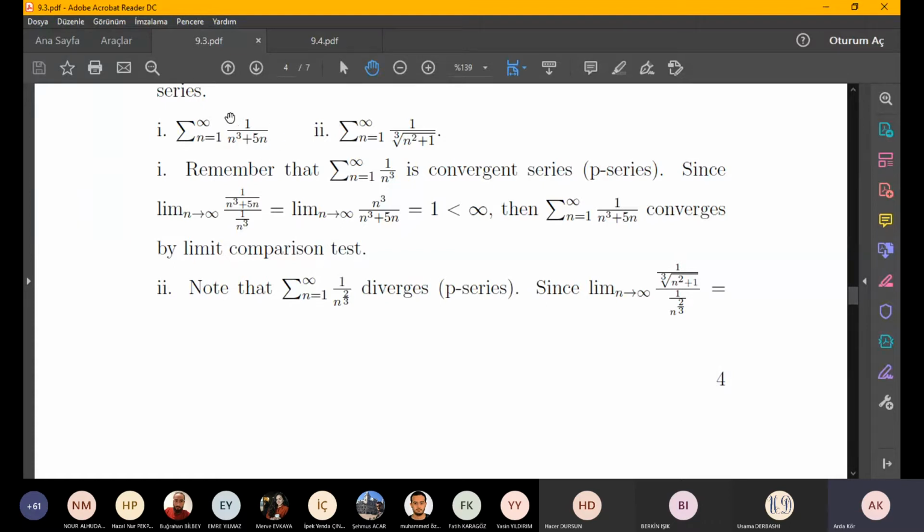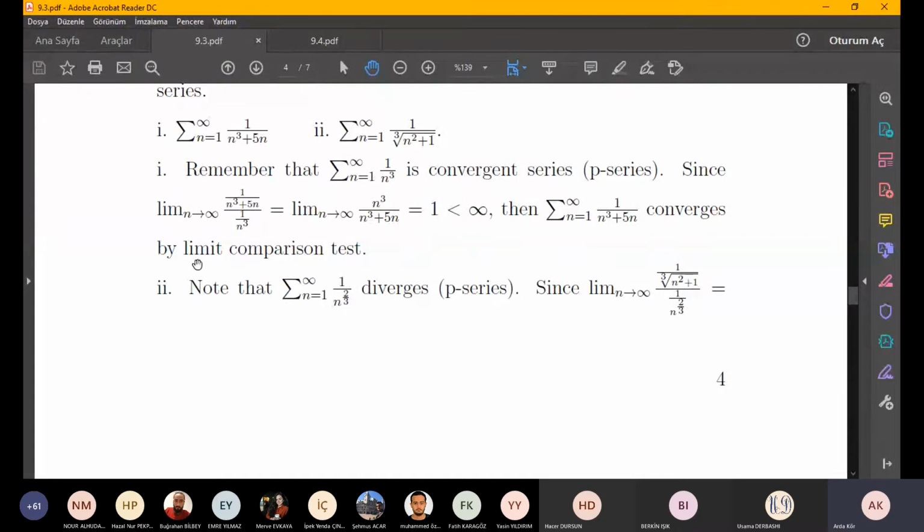write the same general term, let's say 1 over n cubed plus 5n, by using on the denominator the n which has the highest power. So for the first example, for example, you have n cubed. So that is why it is logical to use Bn as 1 over n cubed for limit comparison test.